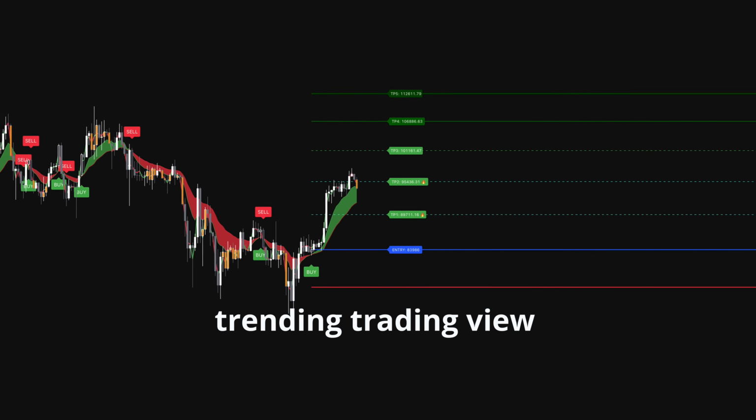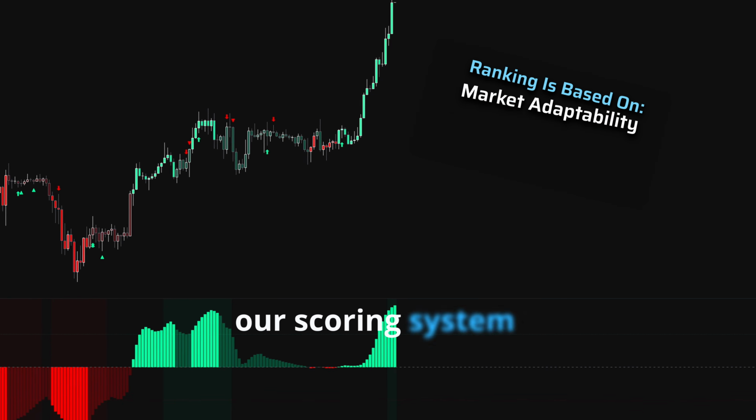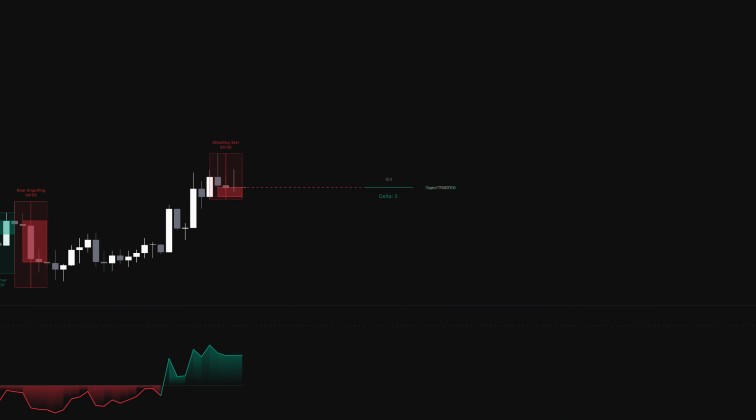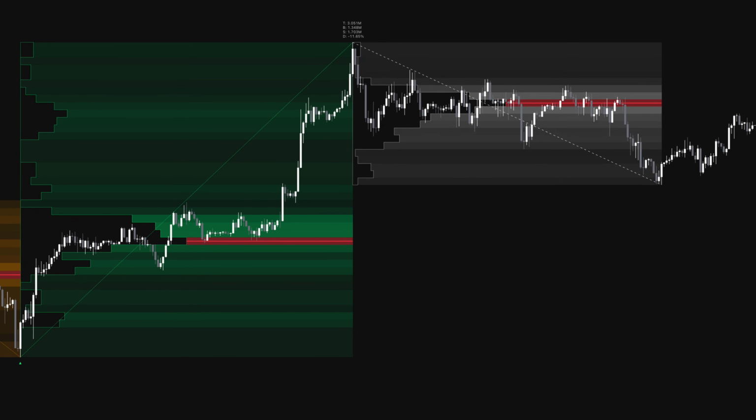Top 5 currently trending TradingView indicators put through our scoring system, ranked from lowest performing to highest. Clear explanations of what they offer and if they are worth adding to your charts. Let's see what we have got here this time.